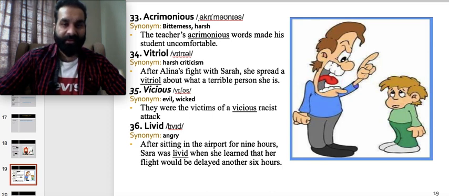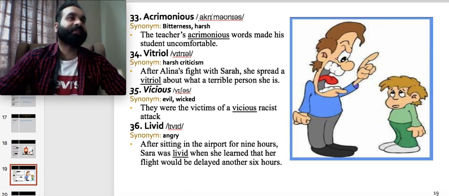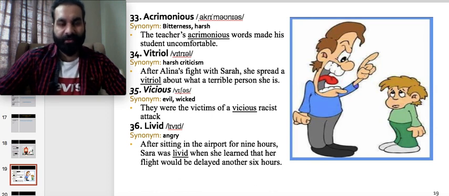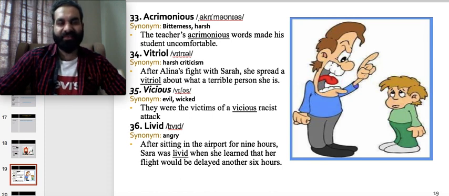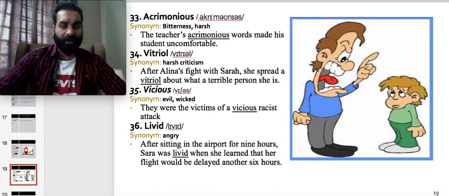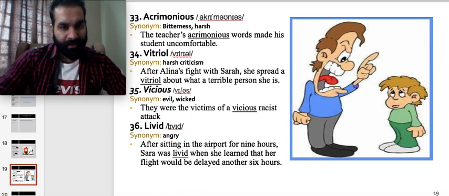The next word is vicious. Vicious. Synonyms are evil, wicked. They were the victims of a vicious racist attack. For example, calling a black person a racial slur. That is a vicious comment, a vicious remark. Avoid this.